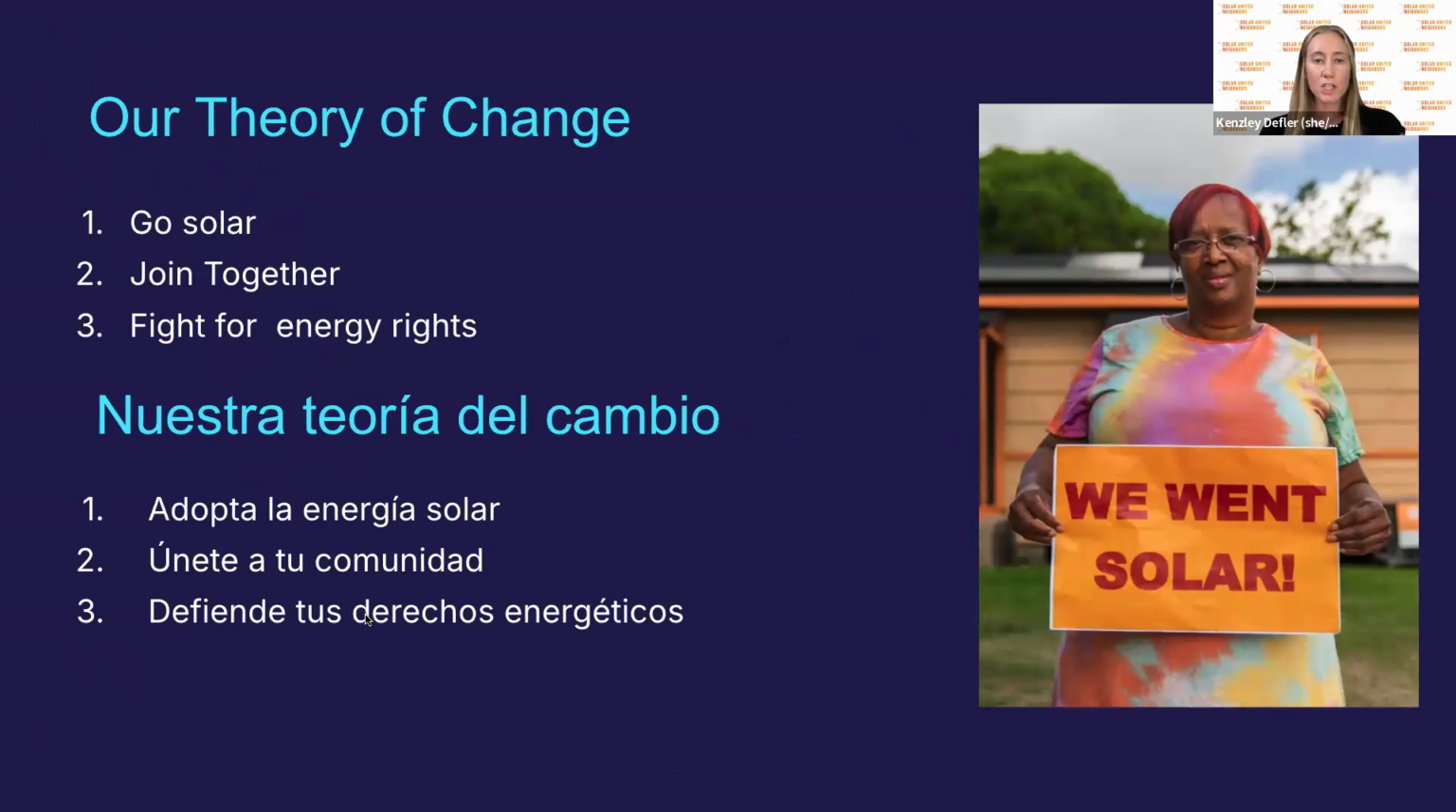At Sun, we create change by helping people go solar, join together, and fight for their energy rights. We help individuals and organizations install solar on their home, business, or other property through solar co-ops or programs such as Switch Together or programs specifically for nonprofits. We strive to make the process fun, and we encourage solar supporters to join together.